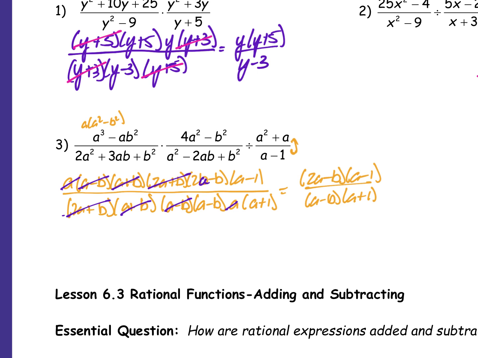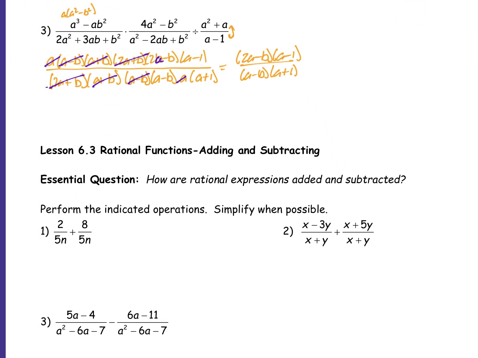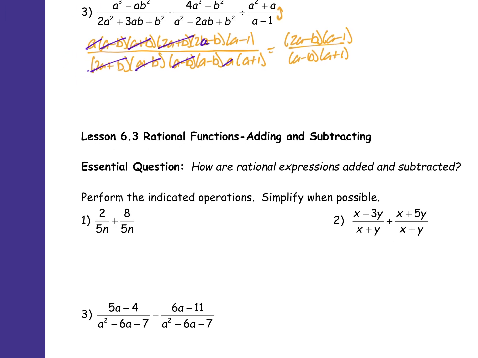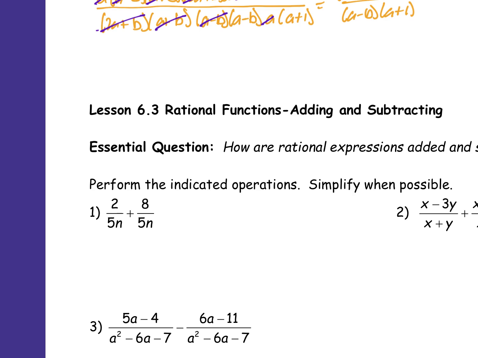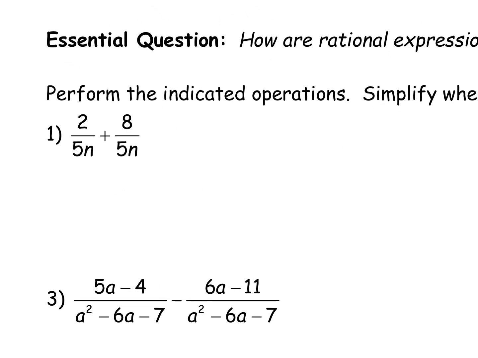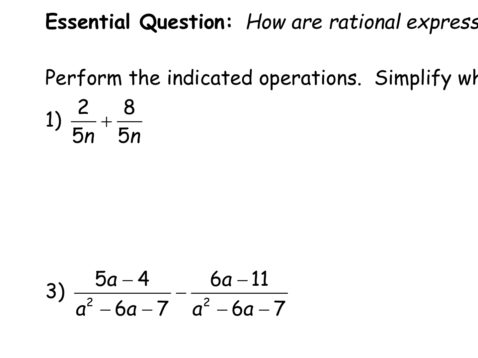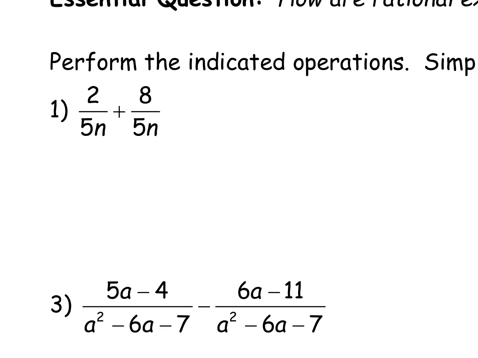All right, so 6.3, now we're moving on to adding and subtracting. We've done multiplying and dividing. Now we're moving on to adding and subtracting. So how do I add fractions if the denominator is the same? What do I do? Does anyone know? How do I add fractions if the denominator is the same?